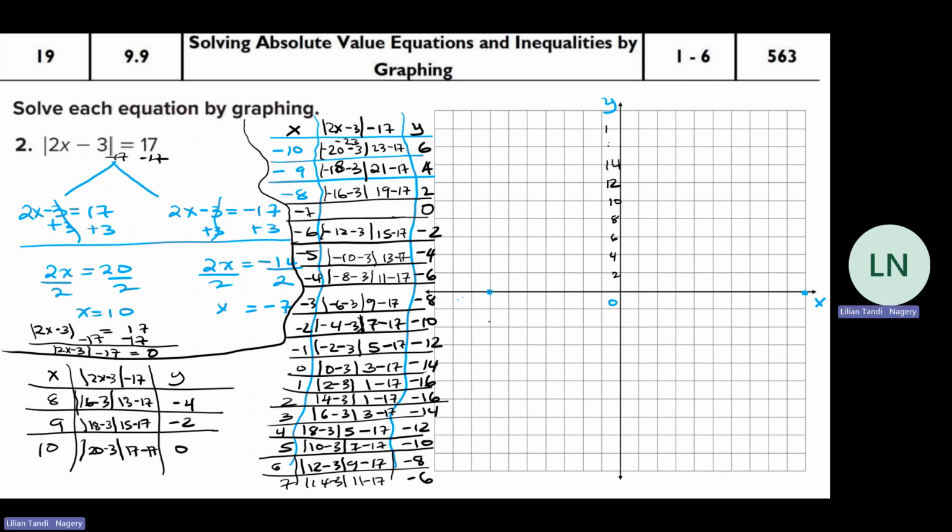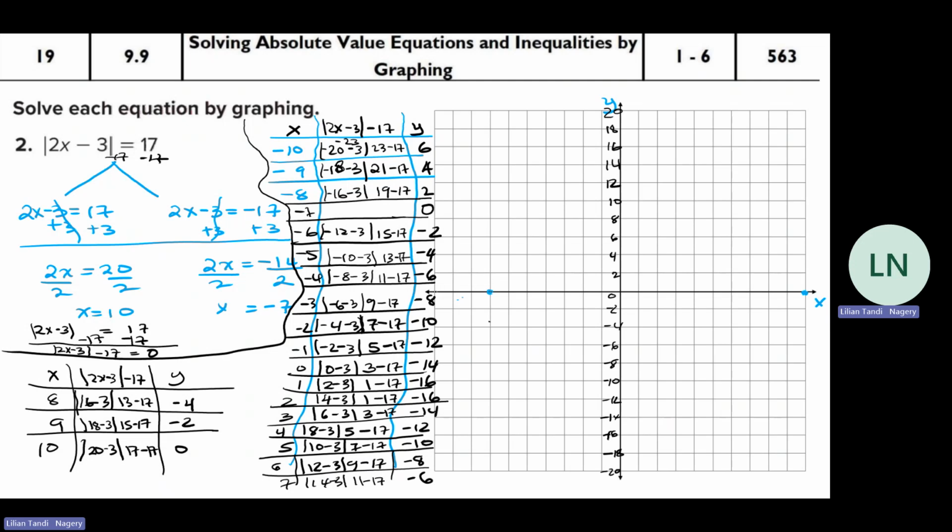14, 18, no, 14, 16, 18, and then 20. Okay, then we do the same thing here. -2, -4, -6, -8, -10, -12, -14, -16, -18, and -20. Okay. All right, now I can plot.